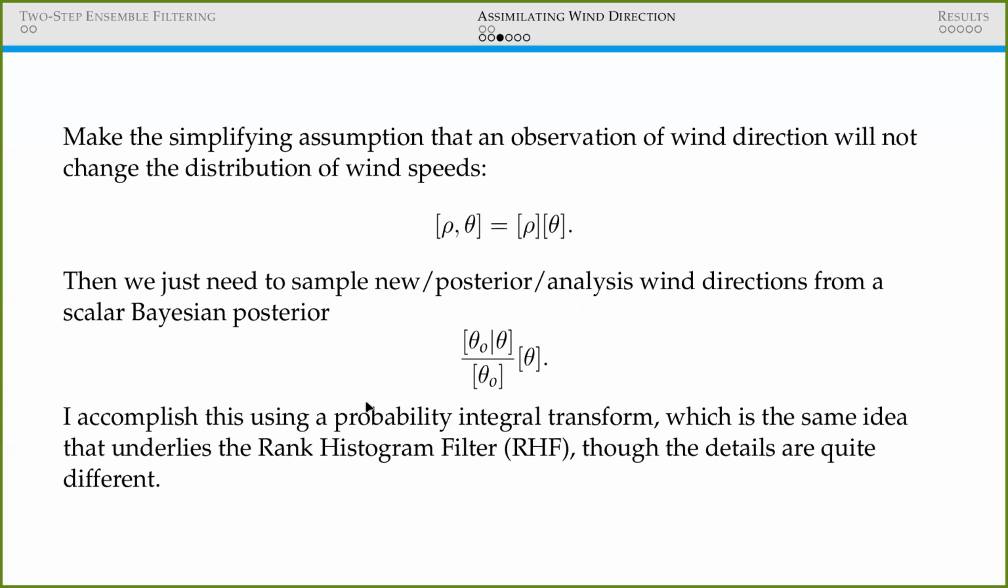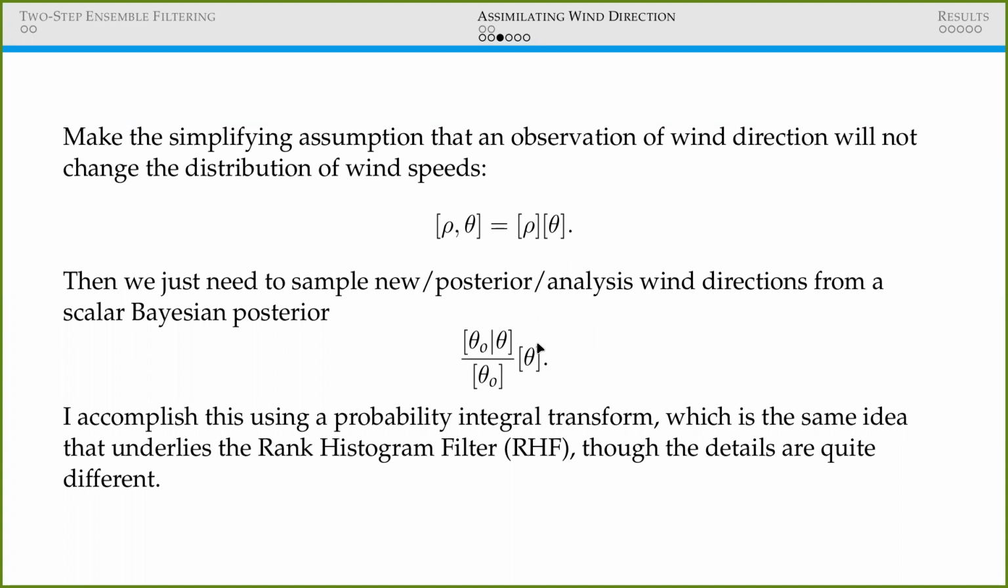To do that, I'm going to make a simplifying assumption. I'm going to assume that in that forecast distribution, the wind speed and direction are independent of each other. You don't have to do this. There's nothing fundamental about this in terms of the two-step framework. But in terms of my algorithm, it is extremely convenient because it means that the observation of wind direction will only update the wind directions in the forecast. It will not update the wind speeds. So wind speeds stay the same and directions change.